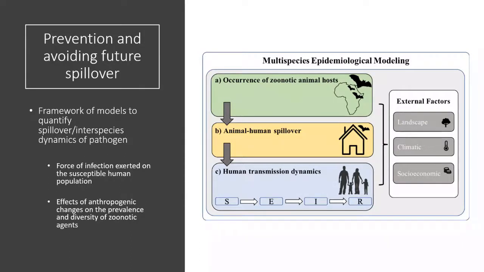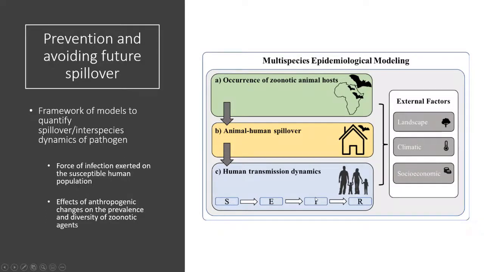For example, just imagine this is a toy model of how transmission might be happening. There is transmission of viruses within animals. Then you can see there is animal-human spillover. And once there is a spillover, there is transmission within humans.